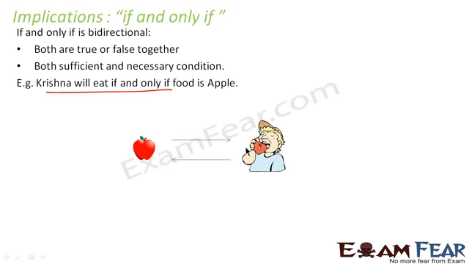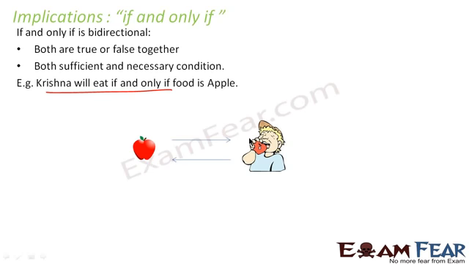So we can say that if the food is apple, Krishna will eat. Also we can say that if Krishna ate, that means the food is apple. Correct. So it's bi-directional. Also, let's suppose we are not aware what the food is, it is hidden somewhere. And we were told that Krishna ate. So if Krishna ate, and we know that Krishna eats only if it's apple, we can say that in that case the food was apple.